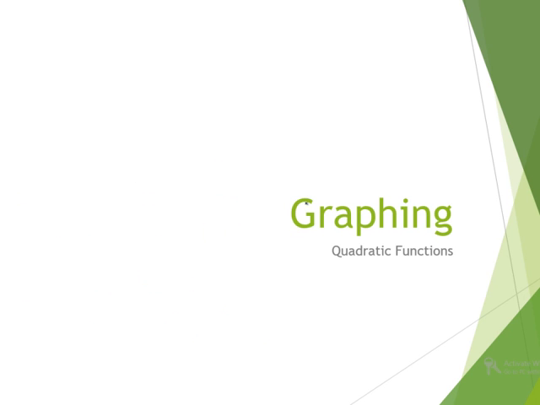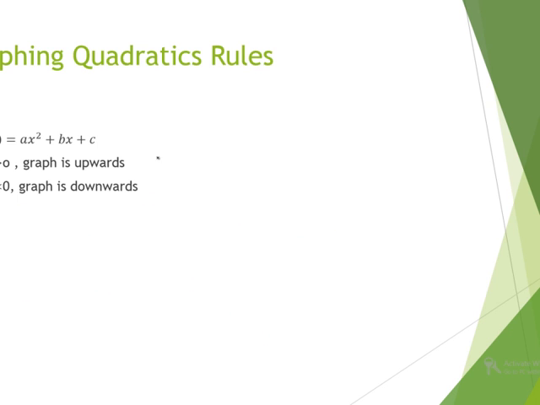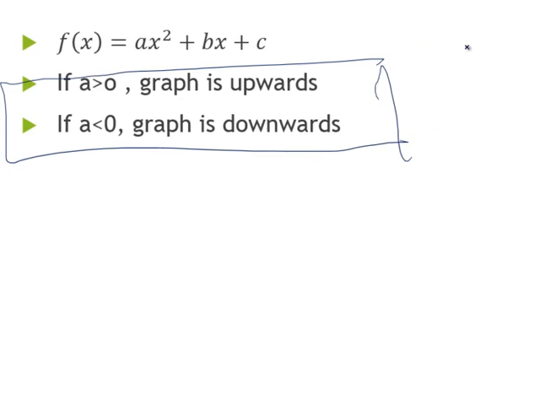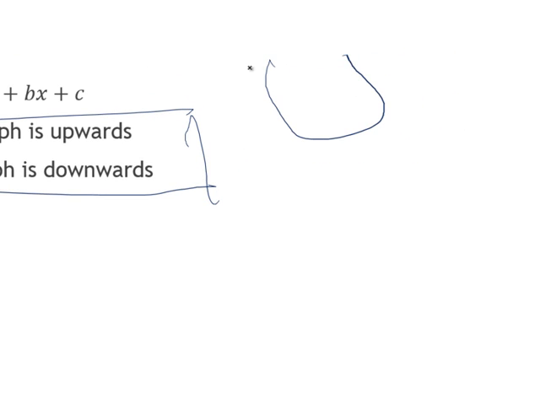Now we'll go down to the graphing of quadratic functions. When we graph quadratics, there are rules. If a is greater than 0, the graph will be upwards, and if a is less than 0, the graph will be downwards. An upward graph would look like this. A downward graph would look like this.